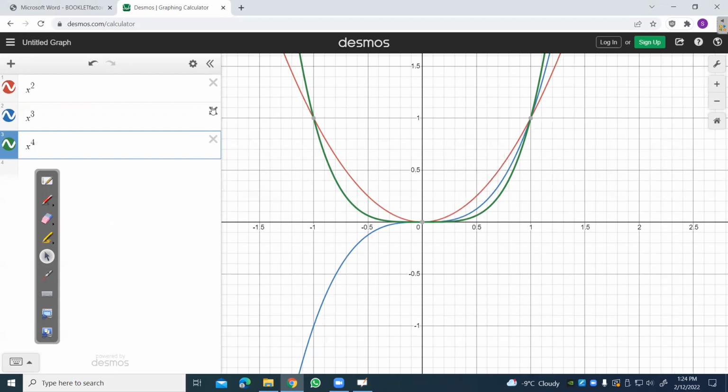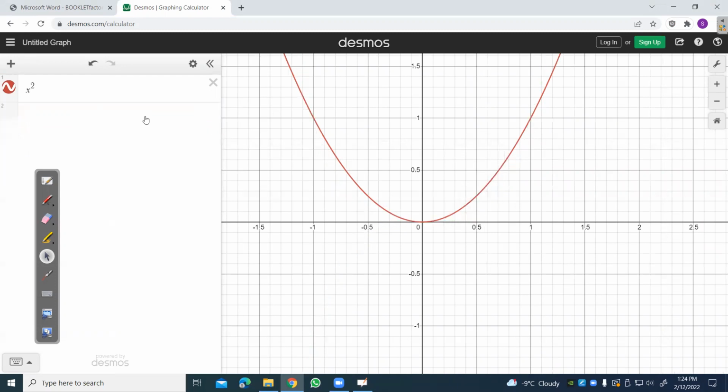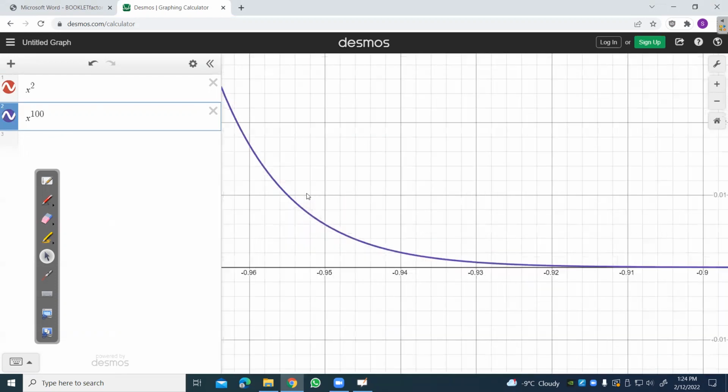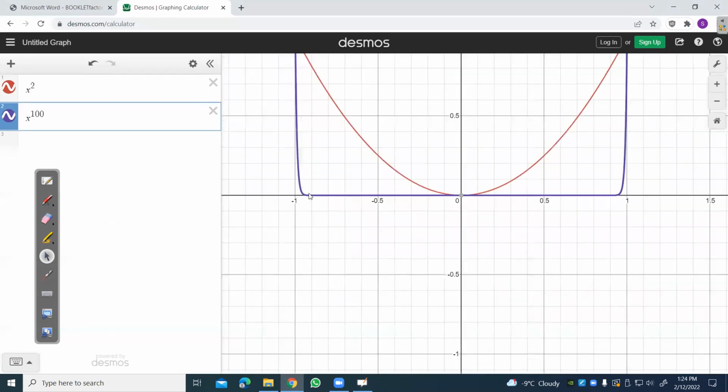Then using this logic, if you were to do x power 100, it's going to be very fat here. So it's going to be so fat that it's going to appear to be like a box, but it's not a box. There's no straight lines here. These are just curves. You have to zoom in to see that. From the outside, it looks like a box, right?